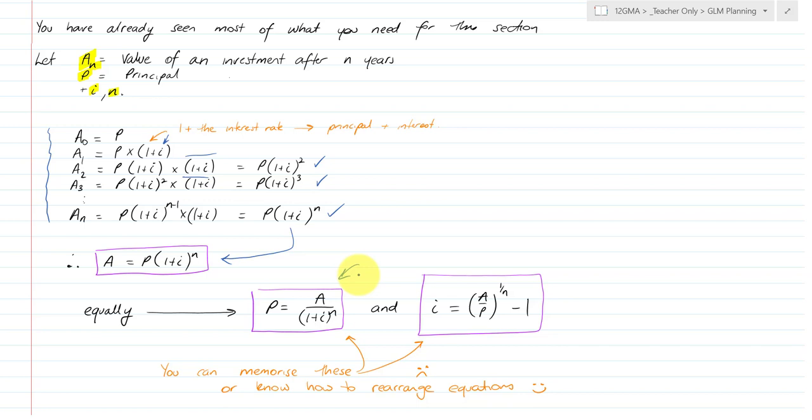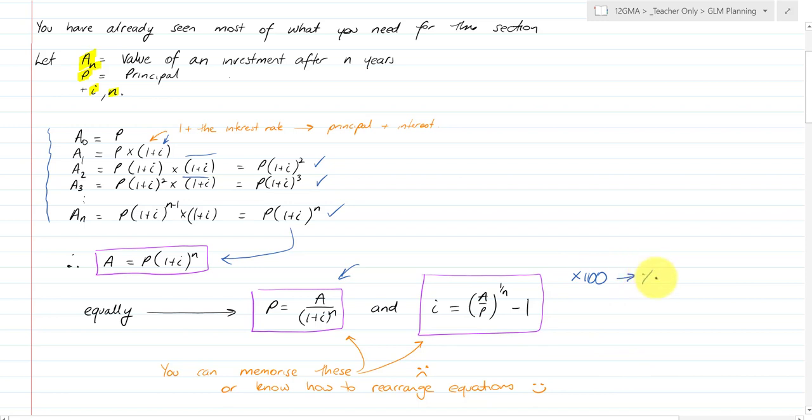We can also rearrange, and this one's a little bit trickier, to get I, the interest rate, as the subject of the formula by dividing through by P and then taking the nth root. And of course the nth root is the same as to the power of 1 over n, if you recall your index laws. And then of course we subtract 1, and that will give us our I as a decimal. Remember, I in the formula is a decimal, so if it comes out as 0.12, that implies 12%, because we multiply by 100 to get to our percentage.